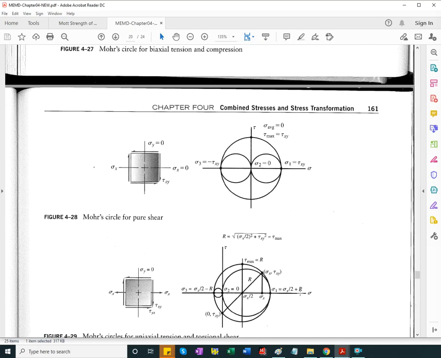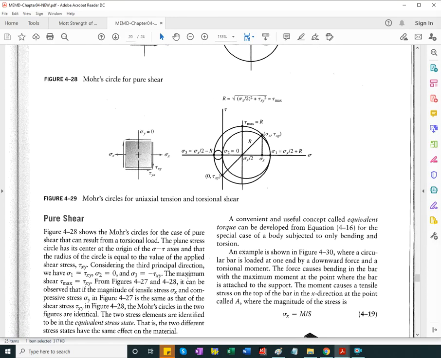Okay, and then for pure shear, the element is oriented with the tau axis, and we get the principal stresses sigma 1 and sigma 3, with sigma 2 being 0, the normal stress, the z-axis stress. So sigma 1 is tau x x1, and then here we have shear stress and axial stress.